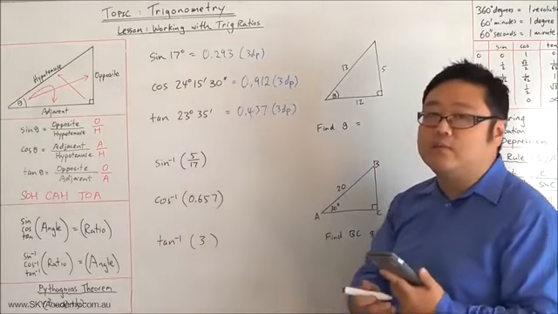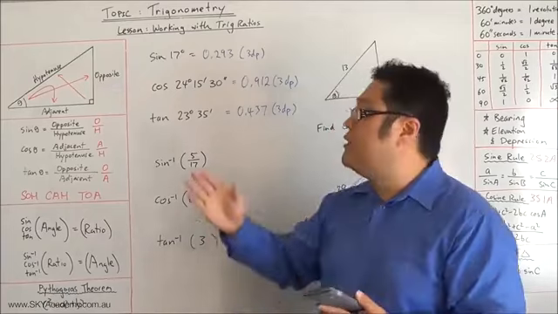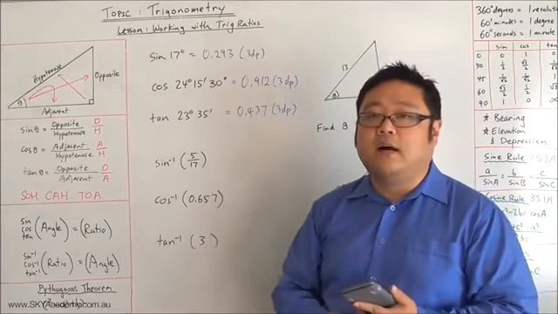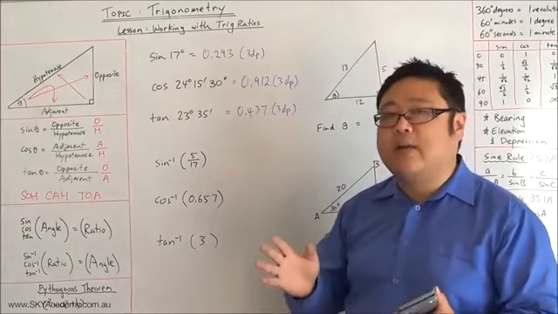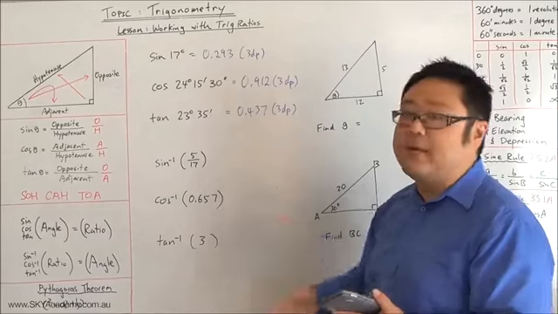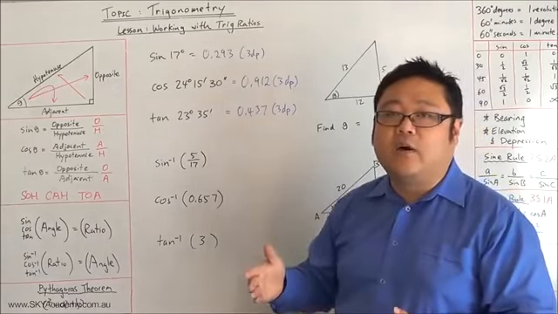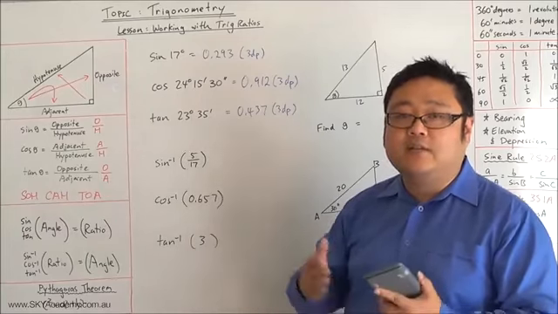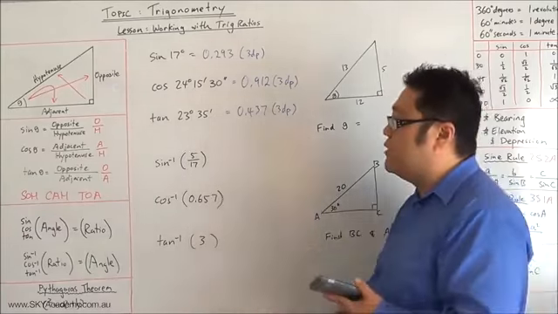Now the reason why I do it to 3dp is because I think with trig ratios in particular, one decimal place is not enough. 2 decimal places might be enough, but the 3rd decimal place just gives you that much more detail or that much more accuracy to your answer without compromising on efficiency of what the answer looks like.